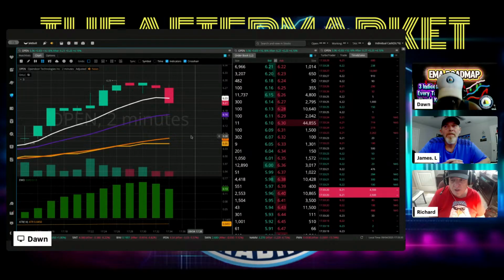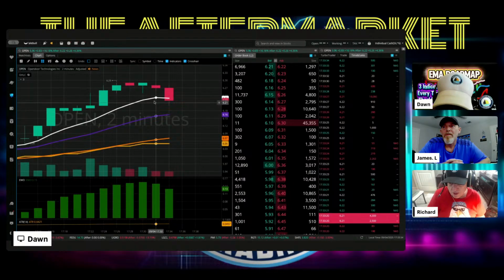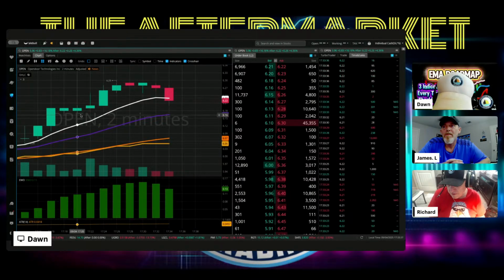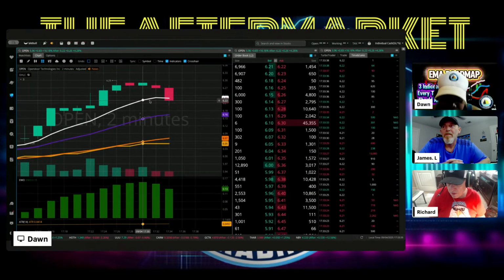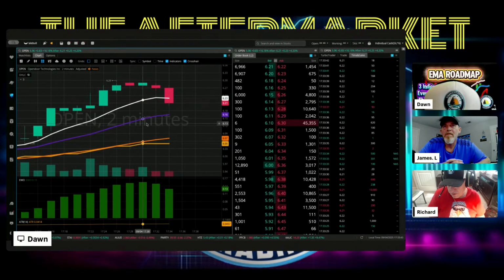It's telling you, for example, is that a purple or blue line? Okay, so below the 9, on the screen here, the 9 is represented in white. And the one below it, is that purple or blue? That is blue. It's the 21.